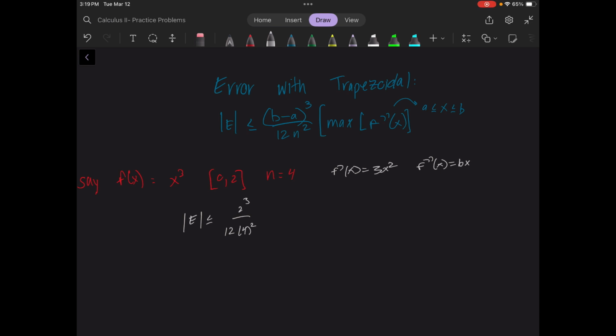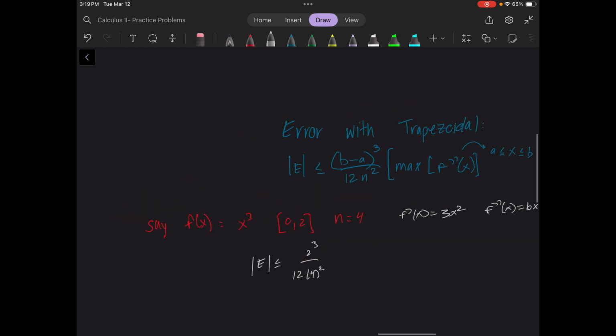So on the interval from 0 to 2, x has to be within 0 and 2. What is the maximum y value? Well, let's think about the graph of 6x. It looks kind of like this. This is 1. This is a y value of 6. This is 2. This is a y value of 12, right? It's just a line positively sloping. We can see that the maximum value occurs here at x equals 2.